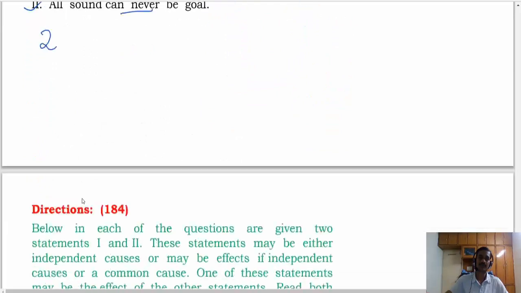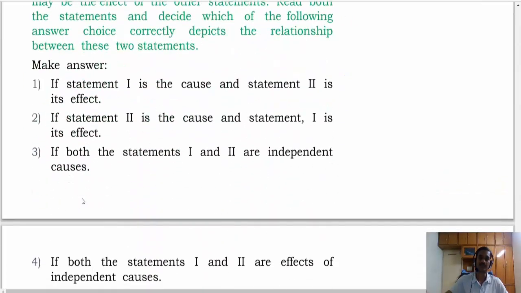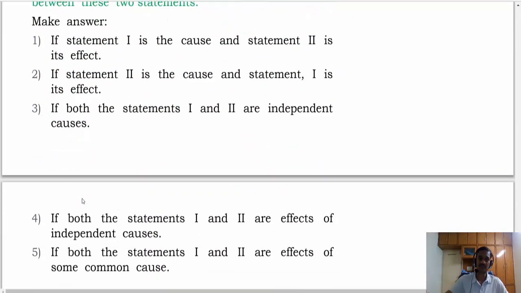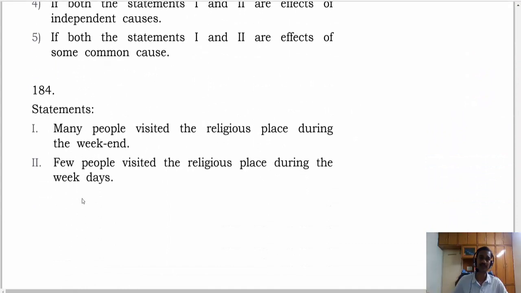Clear now? Then 184, cause and effect. A is the cause, B is the effect, and so on. Many people visited the religious place during the weekend. ఈ వీకెండ్ లో చాలా మంది many people visited and this is an effect.